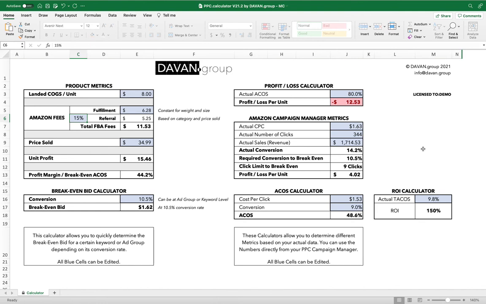All right, guys. So that's it. It's a quick walkthrough of our PPC calculator. Play with it a bit.